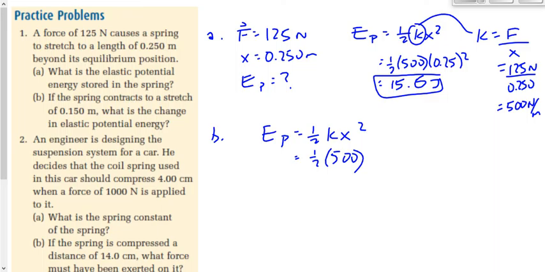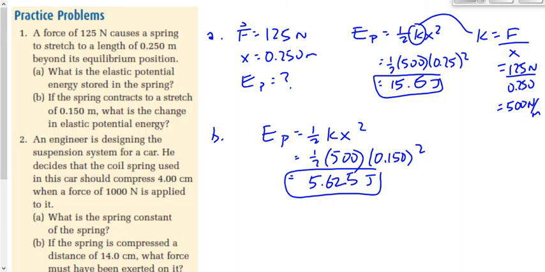Now, the displacement here is, instead of 0.250, it's 0.150. We're going to square that. And what does that work out to be now? What is it? 5.625? All right, so there's the final potential energy.